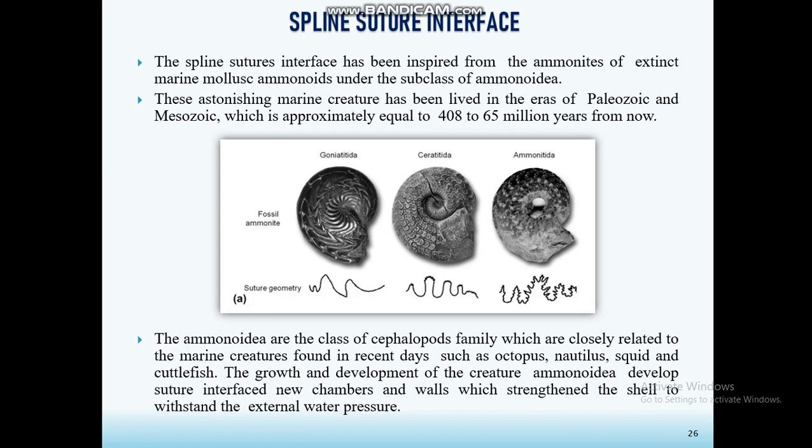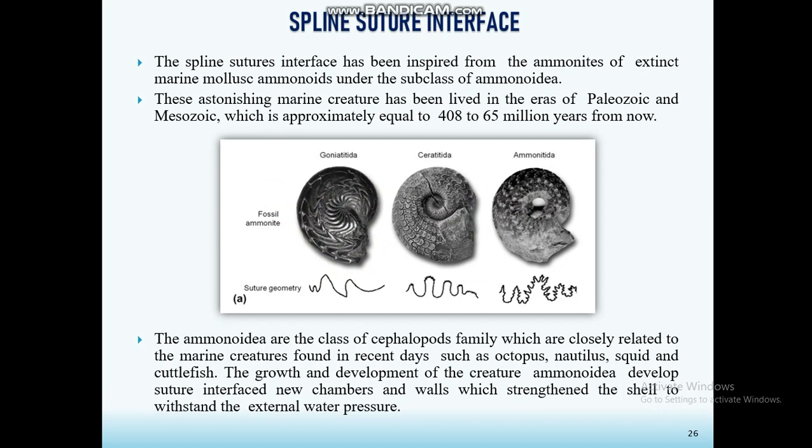And then I went for suture selection. There are various types of suture, but I went for a spline suture first. This is called a spline suture interface. These creatures are called ammonites. They lived nearly 65 million years ago and are now extinct. They needed to protect themselves from predators, as well as withstand the water pressure. These are marine creatures, comparable to marine creatures found in recent days, such as octopus, squids, cuttlefishes, etc.